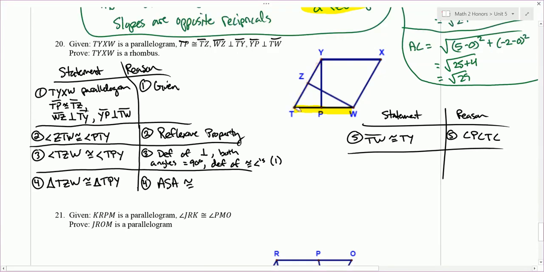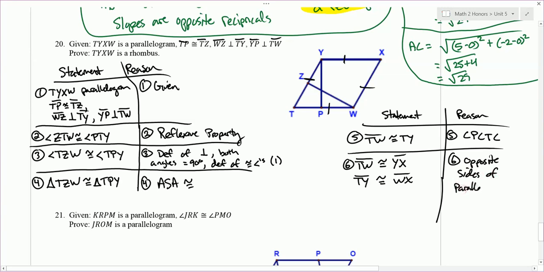So to prove something is a rhombus, we've got to show that all four sides are congruent. We've shown that the full side TY is congruent to the full side TW. Now the last real move here is to say that TW is congruent to what's across from it, YX, and TY is congruent to what's across from it, WX. And the reason is opposite sides of parallelograms are congruent.